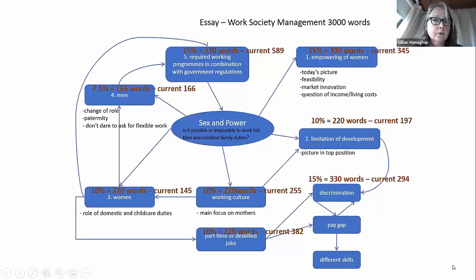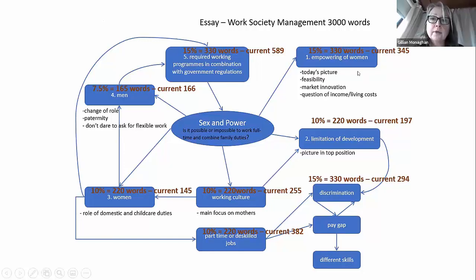Here's a different one, it looks different. Same sort of question or topic area, sex and power. Is it possible or impossible to work full-time and combine family duties? So this is about work-life balance, but it's also about gender, because family duties may well be different for men and women. So again, the student starts to think about the ideas.